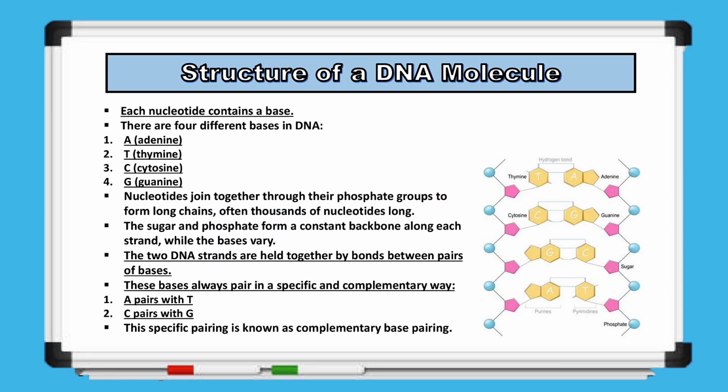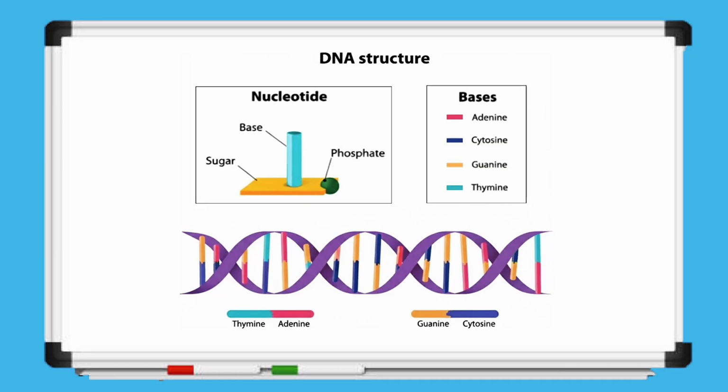Now let us understand how the DNA structure is formed. Each nucleotide contains a base, and there are 4 different bases in DNA. These are A, T, C, and G. Nucleotides join together through their phosphate groups to form long chains, which can be thousands of units long. Along each strand, the sugar and phosphate form a constant backbone, while the bases are the parts that vary. The DNA molecule consists of 2 such strands. These strands are held together by bonds between pairs of bases. The bases always pair in a specific way: A always pairs with T, and C always pairs with G. This fixed pattern is known as complementary base pairing. DNA is built step by step like a structure formed brick by brick. It is the molecule that carries genetic instructions in all living organisms.